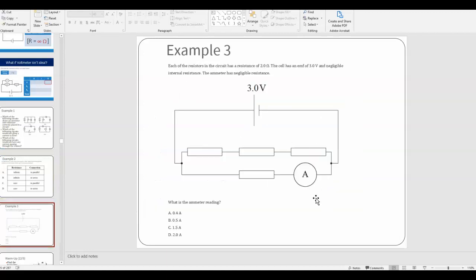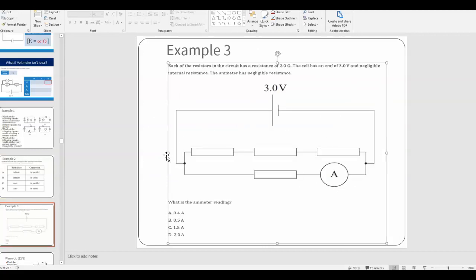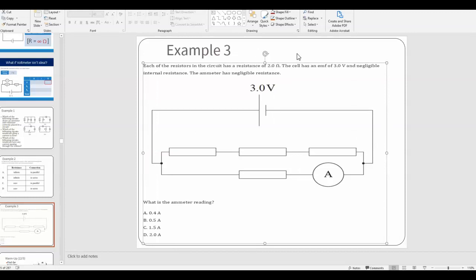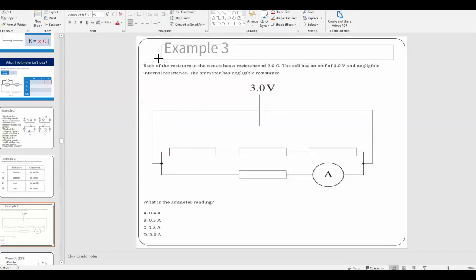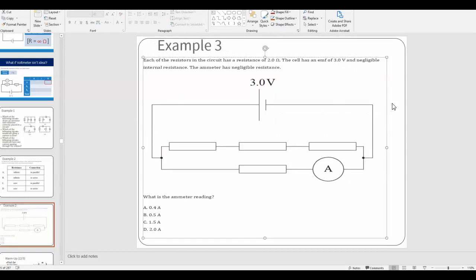Take a look at example 3. I'm not going to explain this one, but I will give you the work after you answer it, so try to do example 3 on your own. What is the reading on the ammeter given the circuit? Each component has a resistance of 2 ohms. Notice that we are told that the ammeter has negligible resistance, which basically means it is an ideal ammeter. See if you can figure that out.